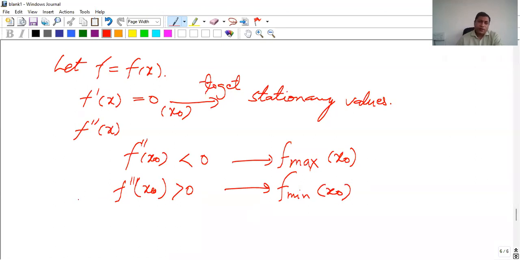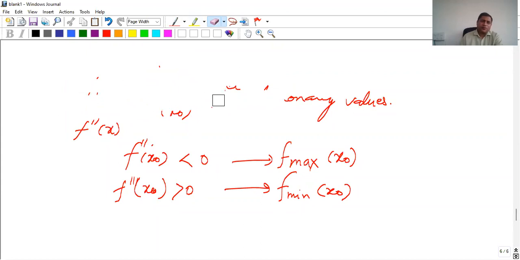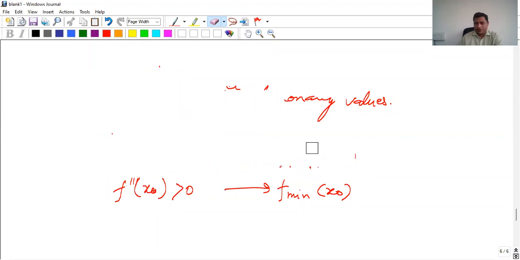Now what happens if we have more than one variable? So this is the one variable case. Have you got this idea? Do you have any doubt in this idea? This is what we have already studied. So now let us try to consider the maxima and minima in the case of two variables.